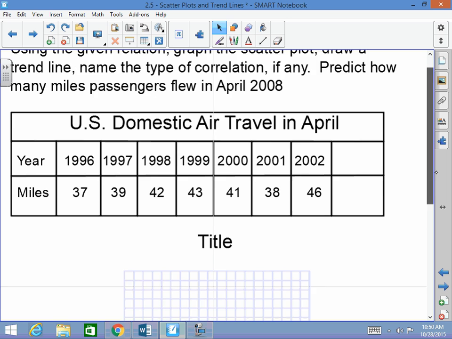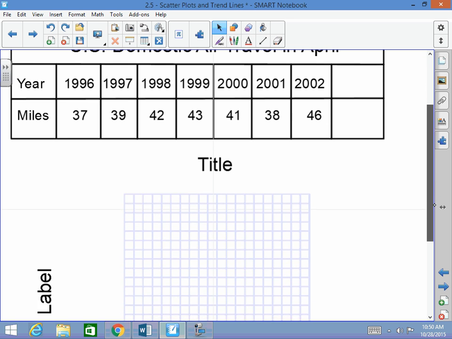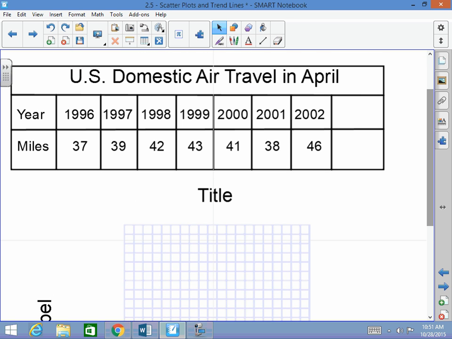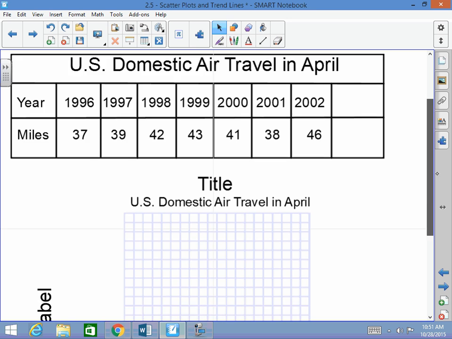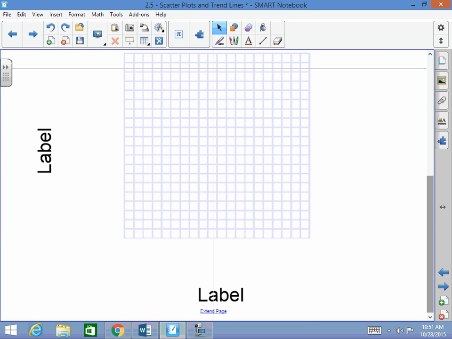Okay, let's do this. First of all, what title do you think you would give this scatter plot? Very good. U.S. domestic air travel in April. That's the title. I have 2 different variables here: the year and the miles. Who do you want to call the x-axis? The year. Good job. And then what do you want to call the y? The miles in billions.